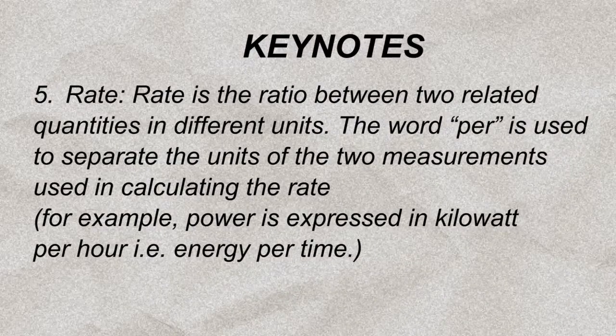Finally, we're going to look at the rate. Rate is the ratio between two related quantities in different units. The word per is used to separate the units of the two measurements used in calculating the rate. For example, power is expressed in kilowatts per hour, which is the energy per time. So the word per is always used to compare two quantities in different units.